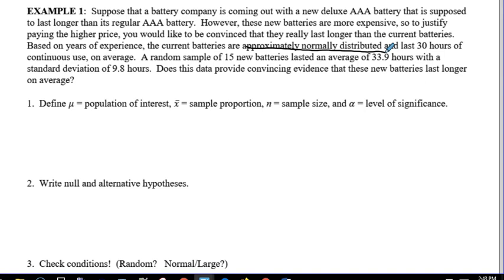A random sample, very important, of 15, so that's going to be our n, lasts an average of 33.9, so that's going to be our x bar, with a standard deviation of 9.8. These are the things you need to pull out of the paragraph. And then does this data provide convincing evidence that the batteries last longer? So that's going to be greater than. We're going to be using that in our Ha.